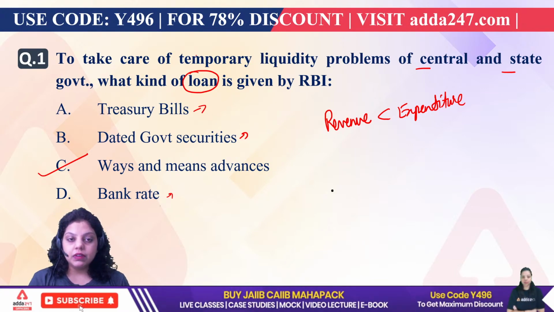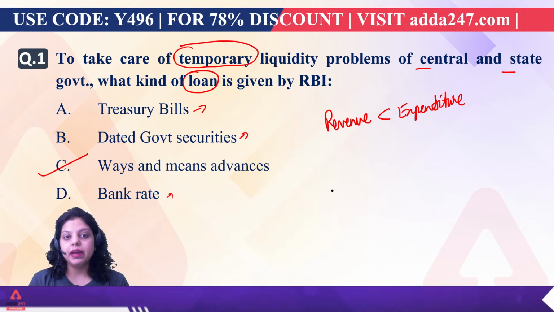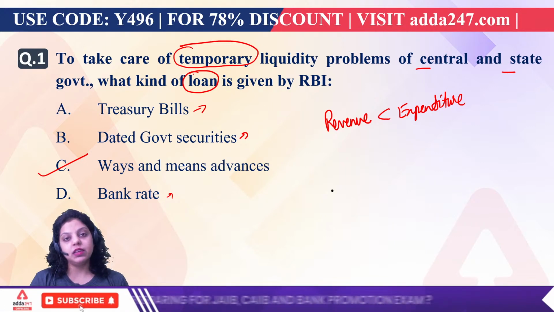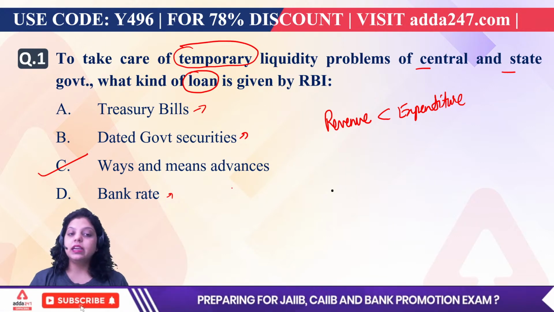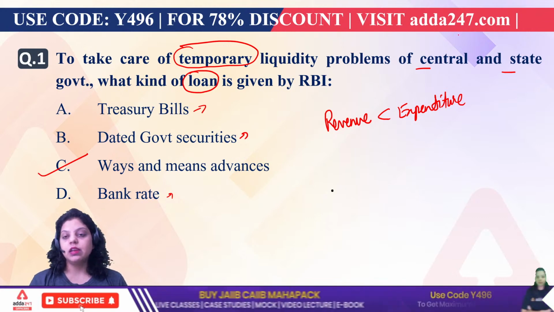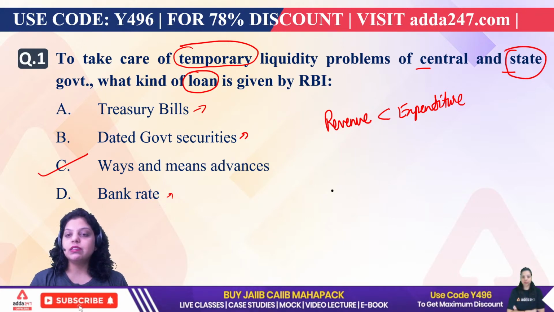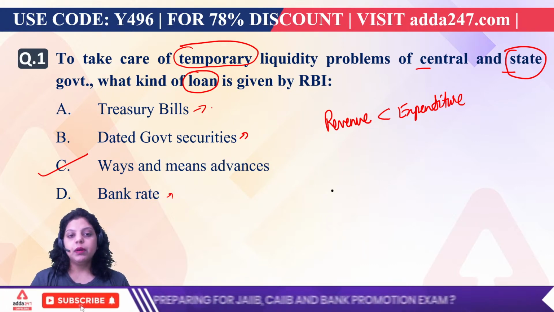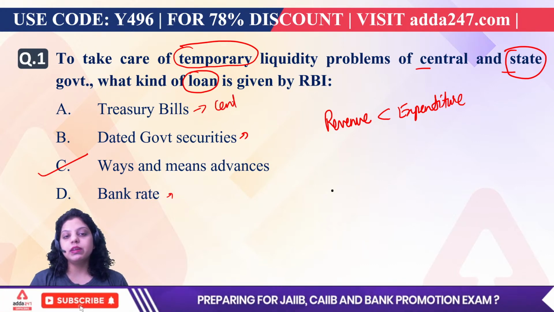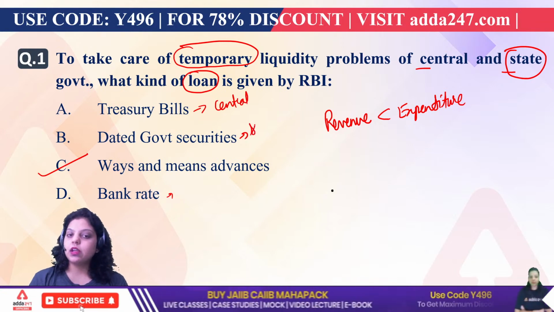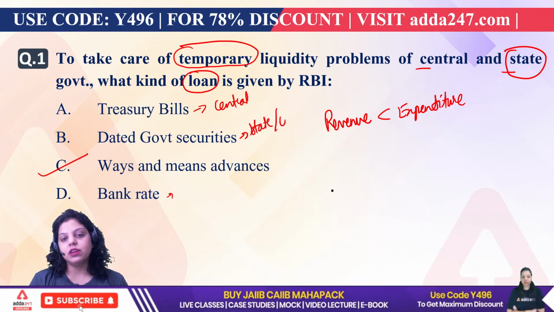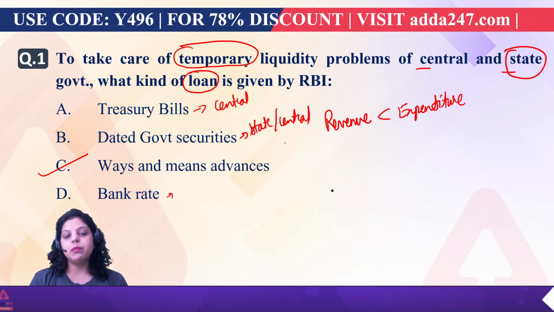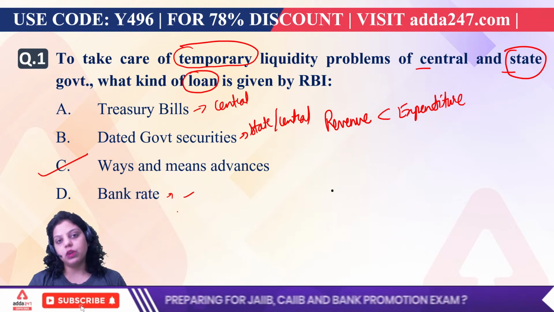So whenever there is a temporary liquidity problem and for a short term period, the government of India is taking a loan from RBI, then it will be known as ways and means advances. Apart from that, we are involving the state government. That's why we can say ways and means advances is the right answer, because treasury bills are only issued by the central government. Dated government security can be issued by state and central both, but when it comes to the bank rate, again the central government will take the loan under the bank rate.